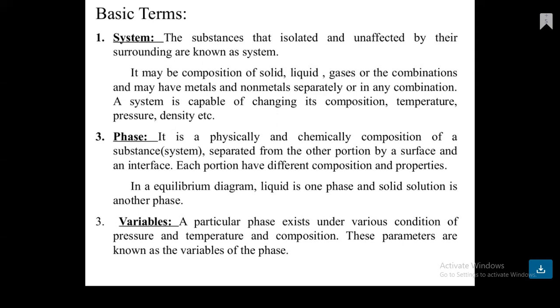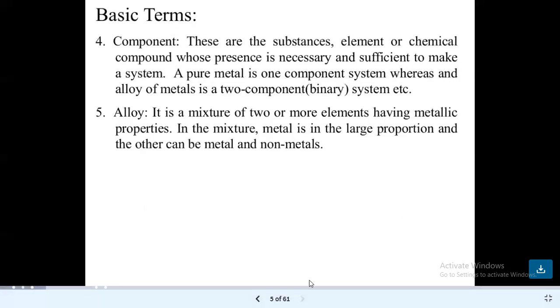Next, phases. A phase is a physically and chemically homogeneous portion of a system, separated from the other portion by a surface or interface. Each portion has different composition and properties. In an equilibrium diagram, liquid is one phase and solid solution is another phase. Third point is variables. A particular phase exists under various conditions of pressure, temperature and composition. These parameters are known as variables of the phase.